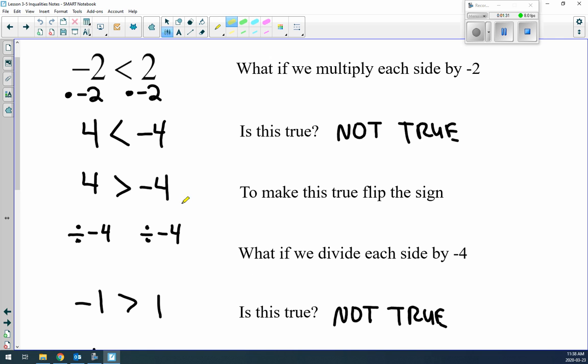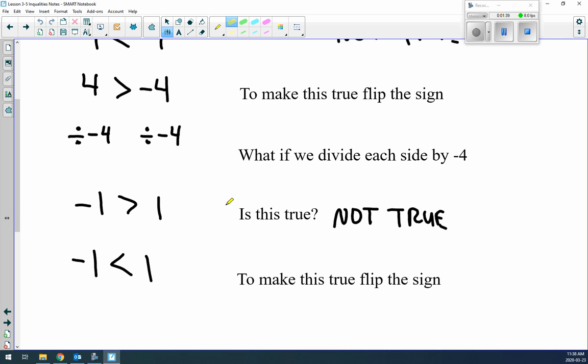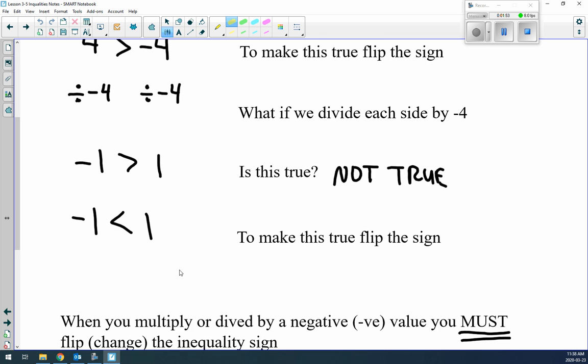To make sure this is true, flip the sign. So, oh yeah, we flip the direction of the sign. So 4 is greater than -4. That works. Okay, so let's divide by -4. So 4 divided by -4 is -1. -4 divided by -4 is +1. -1 greater than 1. Is that true? No, that's not. So we have to flip the sign to make it true. So we flip the direction of the sign, it makes it true again.